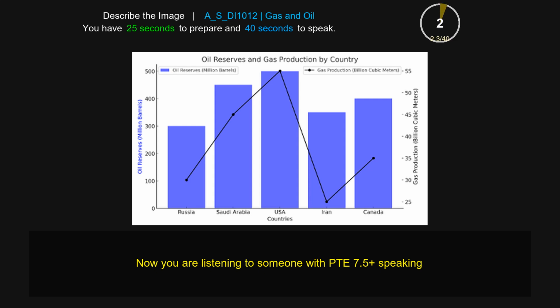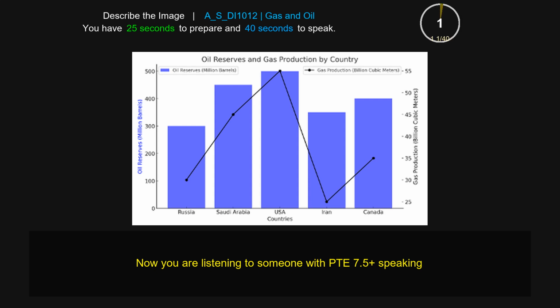The following graph gives information about oil reserves and gas production by country. According to the graph, for oil reserves in Saudi Arabia, the value is around 450. For Iran, the value is lower, which is 350. According to the graph, the highest figure is for USA with a value of 500, while the lowest one is for Iran with a value of around 20. To sum up, this graph tells about gas and oil.